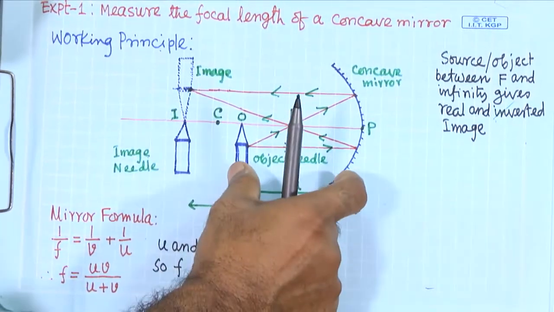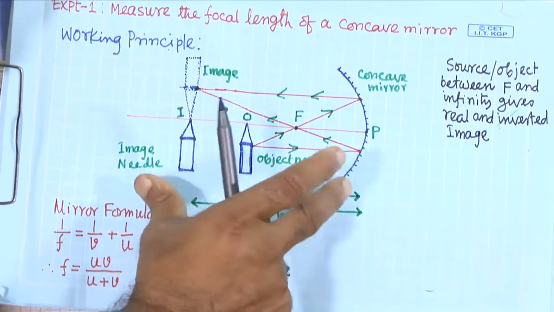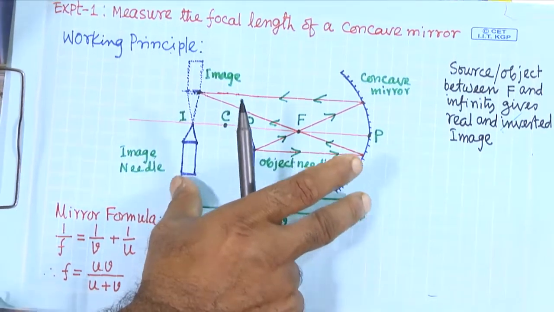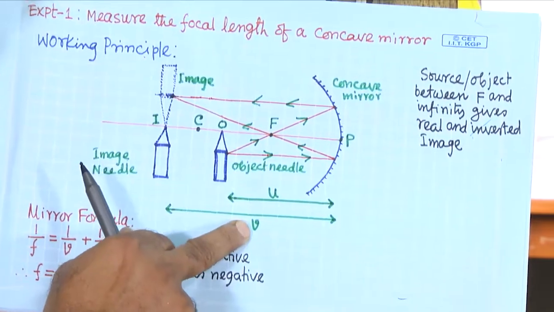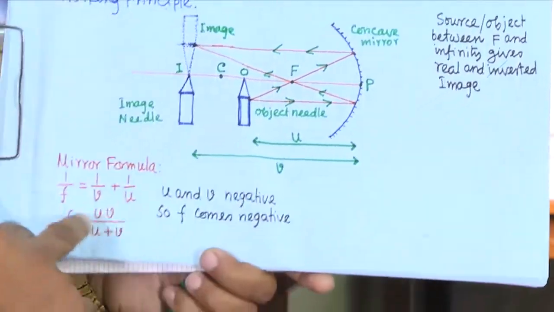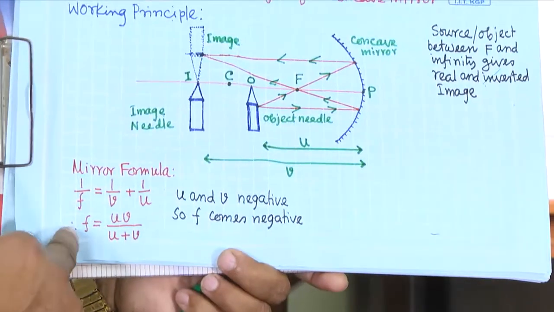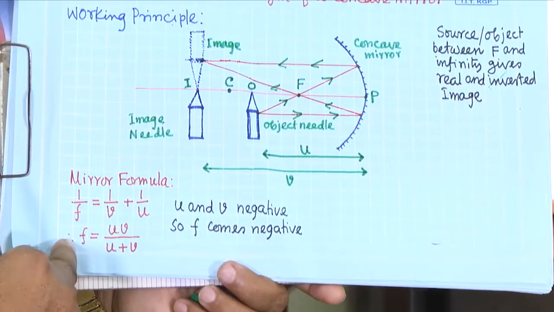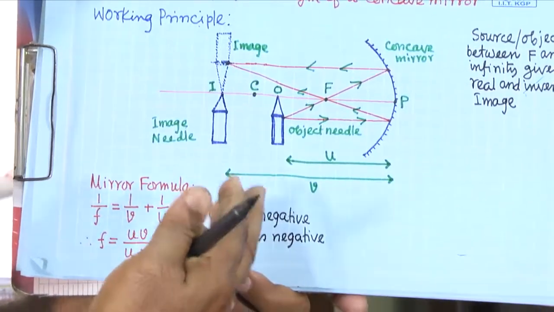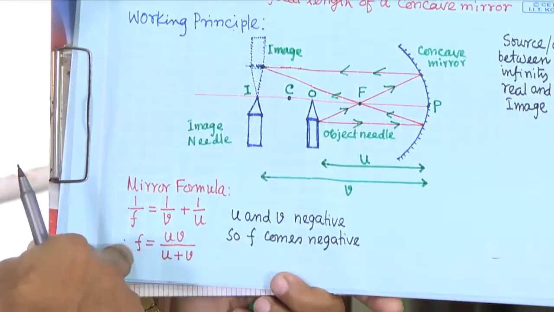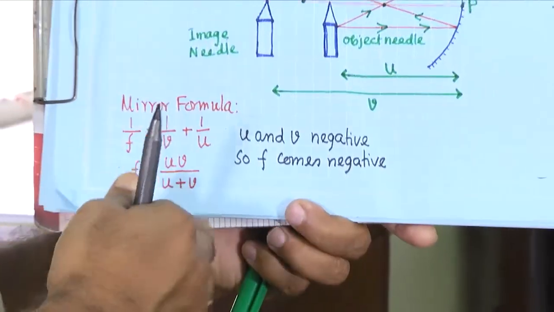So, the difference between these two readings will be u, and the difference between the mirror and the image needle will be v. So, if you find out u and v, you can calculate the focal length. As per the sign convention, u and v are negative. So, you will get the value of f also negative.